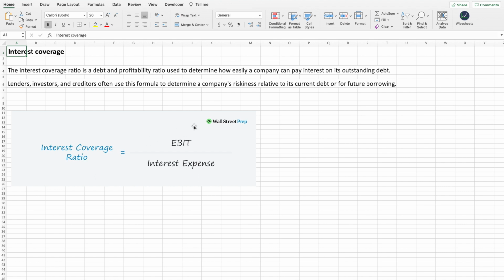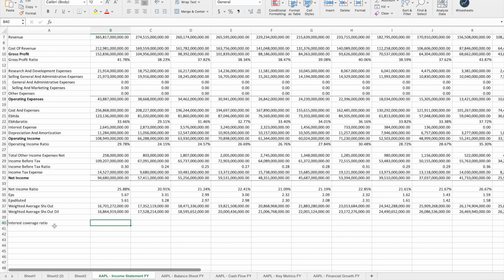So the formula for this ratio is very simple. All you have to do is take the EBIT of the company, the earnings before the interest and taxes, and divide that by the interest expense. What this ratio will essentially tell you is how many times over the company can pay off the current interest expense that it has.